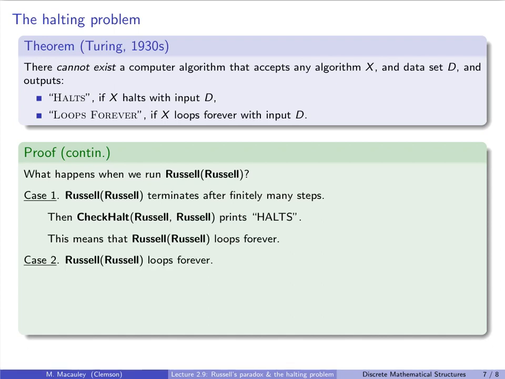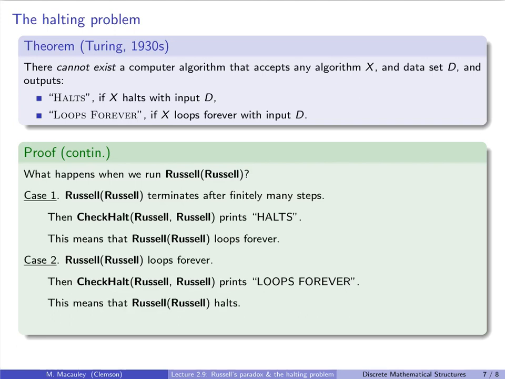Case 2 is that Russell of Russell loops forever. In this case, check halt will report that. It will print loops forever, but by construction of the program Russell, it will halt. Remember, that's where we ended the program anytime that we saw this as output. This is a contradiction, and it means that the check halt algorithm cannot exist.